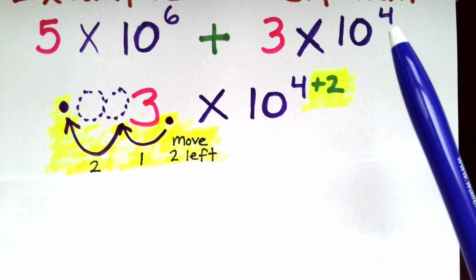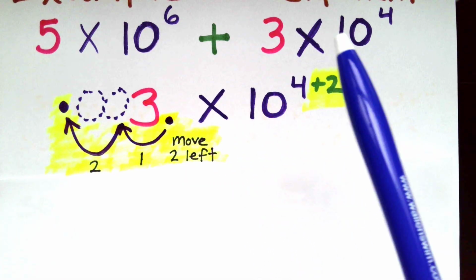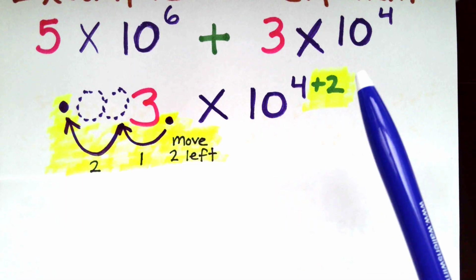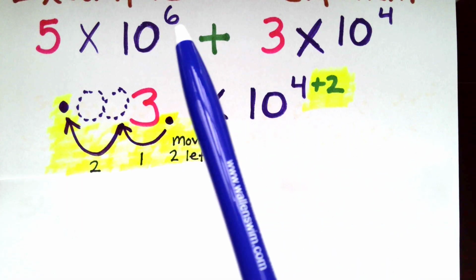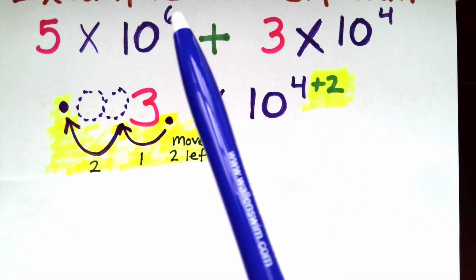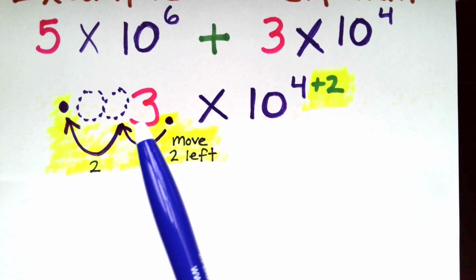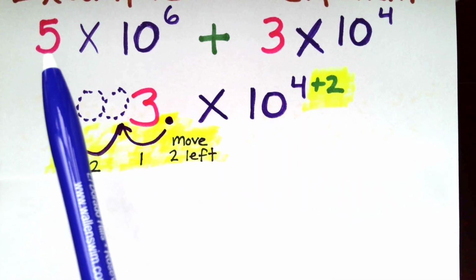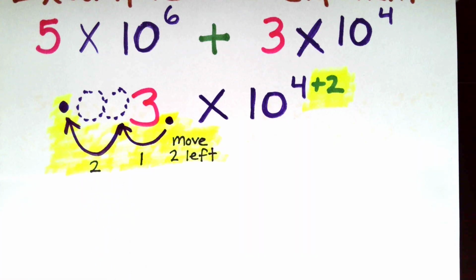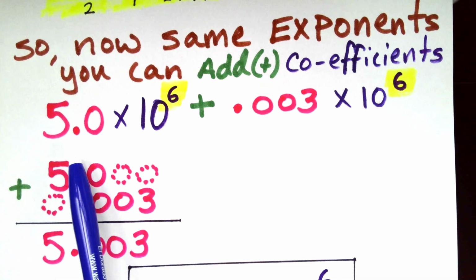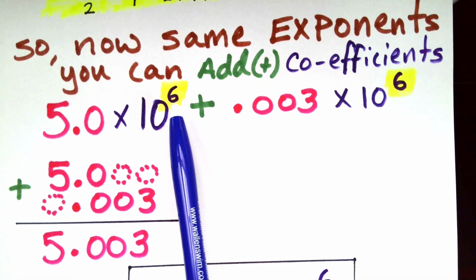In this case of either 4 or 6, it is so much easier to move the decimal to the left, add 4 to 2, and now they're both to the power of 6. I'm going to stack up my new coefficient of 0.003 and add it with my other coefficient, 5.00, and I am done. All right, so as you can see, we have 5.0 times 10 to the 6th power.